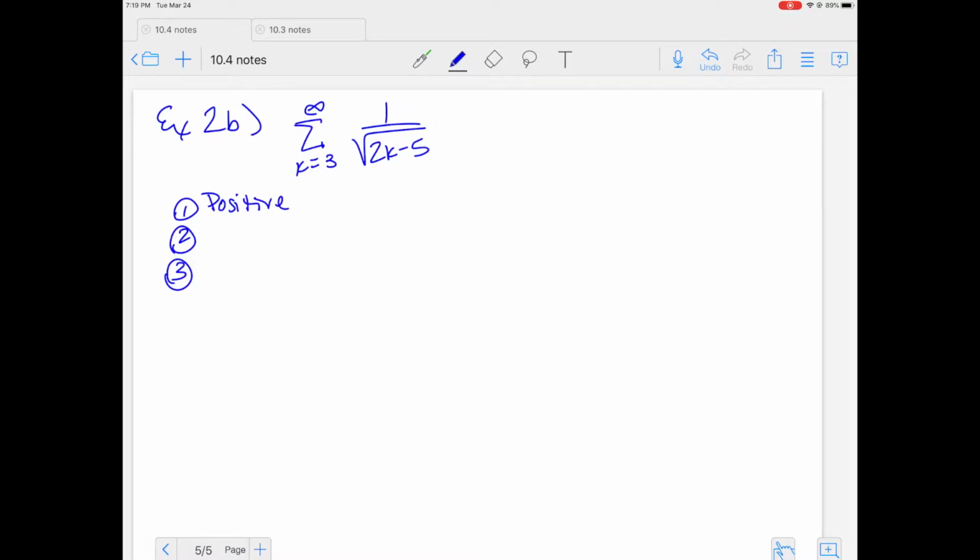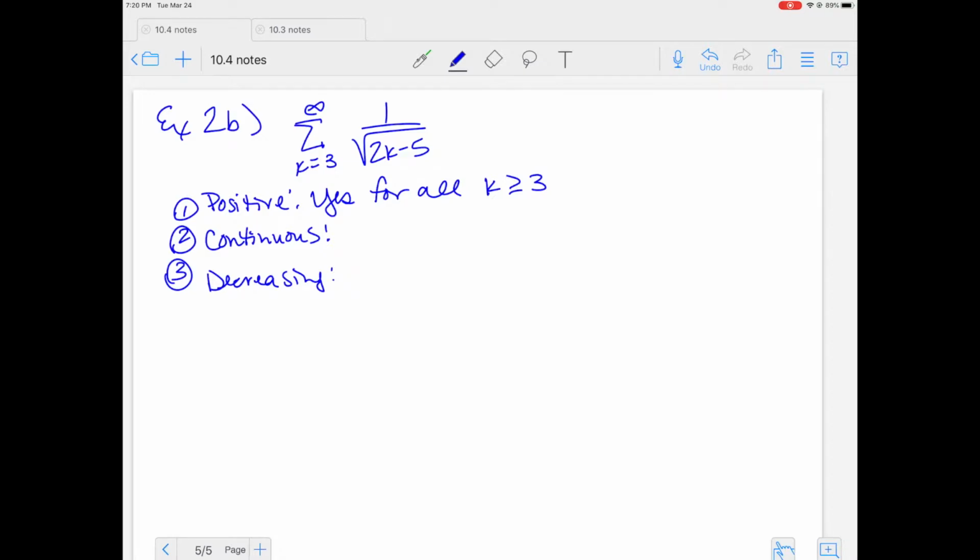positive, continuous, decreasing. If I'm looking at this being positive, right? First of all, if I have all of these values, I'm going from k is equal to 3 to infinity here. So if I'm looking for k is 3 to infinity, is there any possible way that this can be negative? No. And it's going from 3 because we want to make sure to keep this positive down here so I don't get an i for an imaginary number. So yes, for all, you could even write k is greater than or equal to 3 for here.